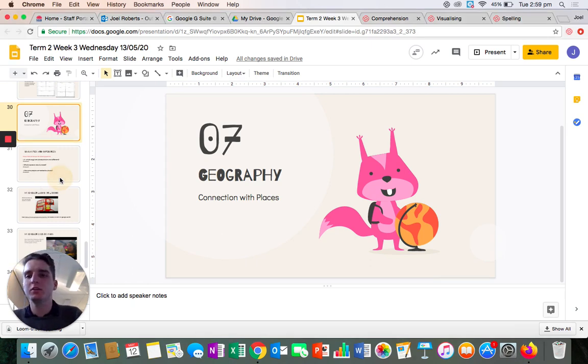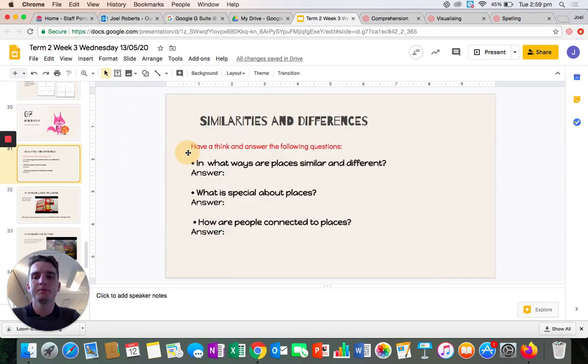So, just for a bit of reflection to begin, just ask yourself, think and answer these questions. In what ways are places similar and different? That's the main thing that we're going to be looking at today, the similarities and differences between different places. So have a think, in what ways are places similar and different? You can answer that just here.